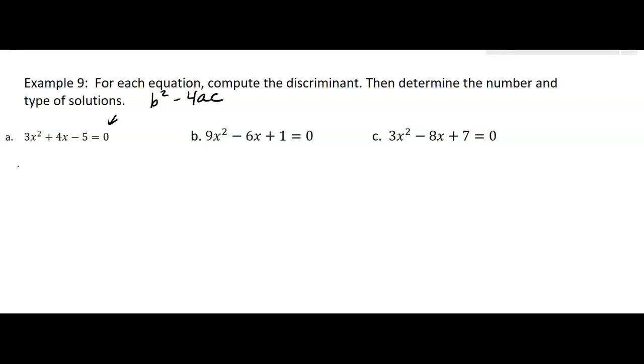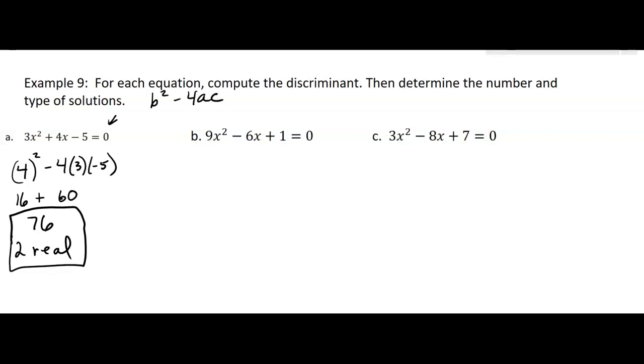Okay, so for letter A, we're going to take 4, we're going to square it, and subtract 4 times 3 times -5. So that's going to be 16 plus 60. So that's 76. And so we get two real solutions. And that's what they want to know. They want to know the discriminant, and then they want to know what that means about the solutions. So two real solutions. All right. Making sure I did my math right. 20 times 3, 60. Yeah.